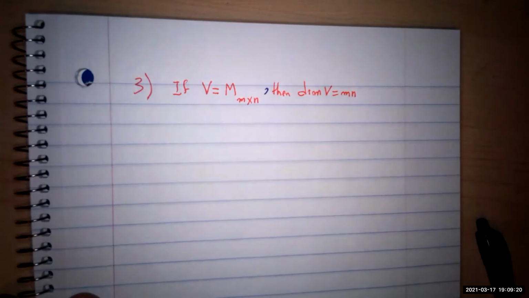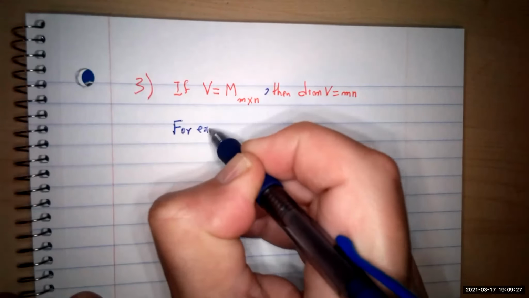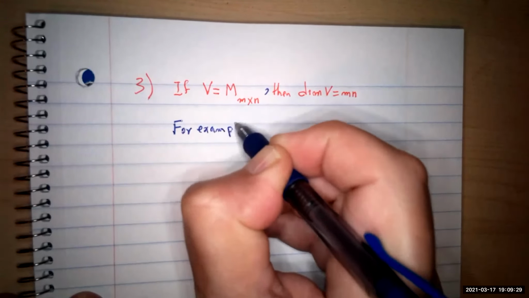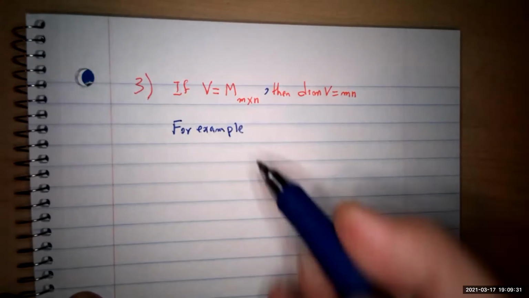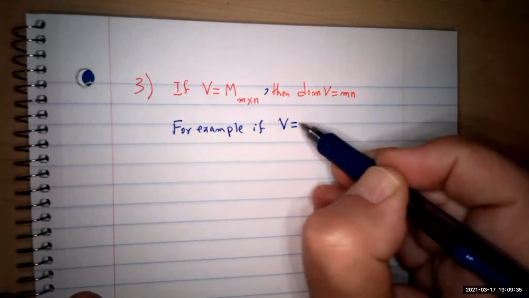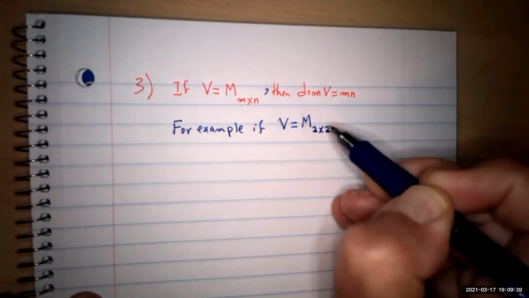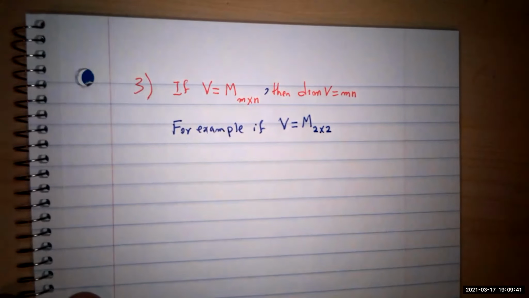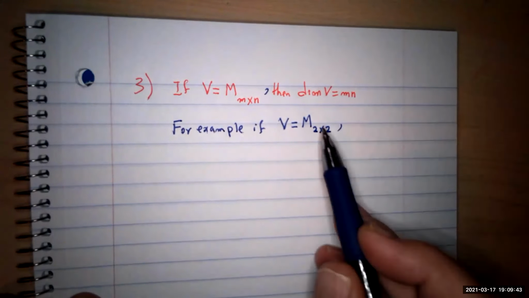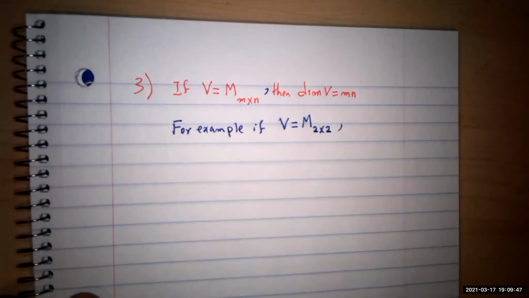For example, just to show you how you are going to prove it or just claim it. If V is the vector space of all 2 by 2 matrices, then if you claim that the dimension is 2 times 2, which is 4, you must provide a basis.